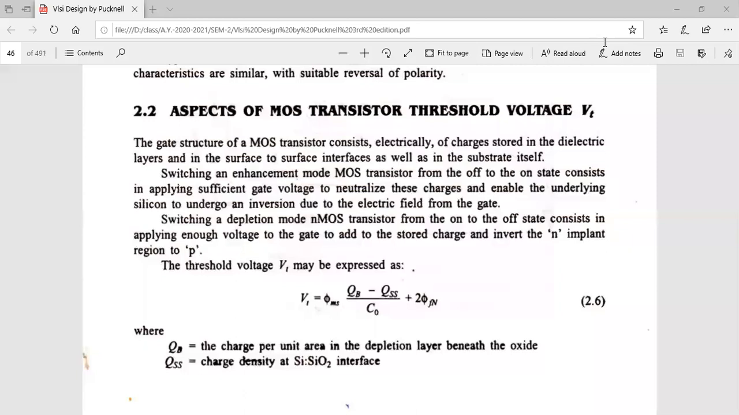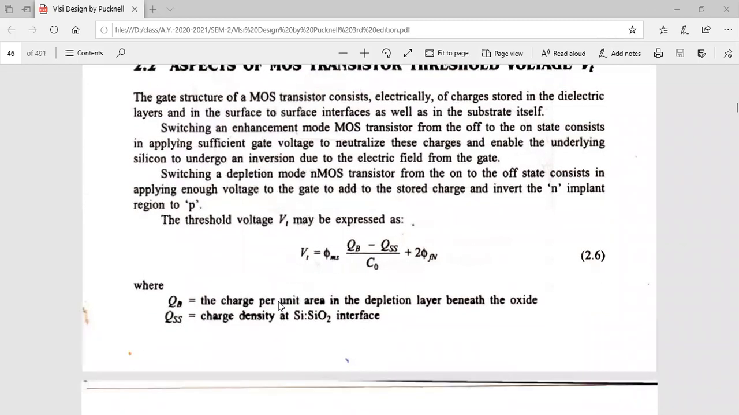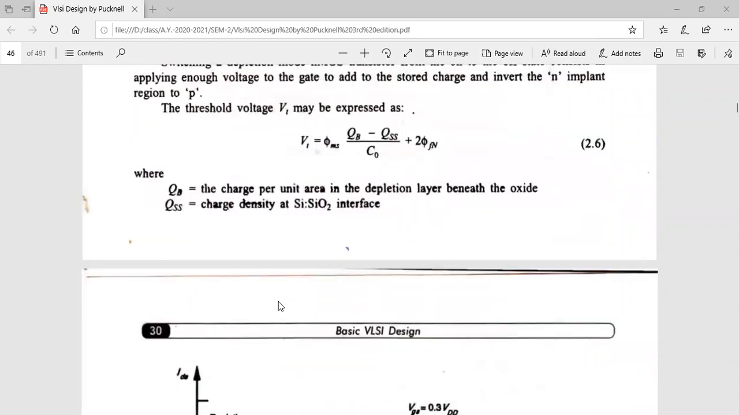So we can write the threshold voltage VT as phi MS, which is regarding the electric fields, minus QB minus QSS by C naught plus 2 phi Fn. And each and every term will be explained here. You can see here.